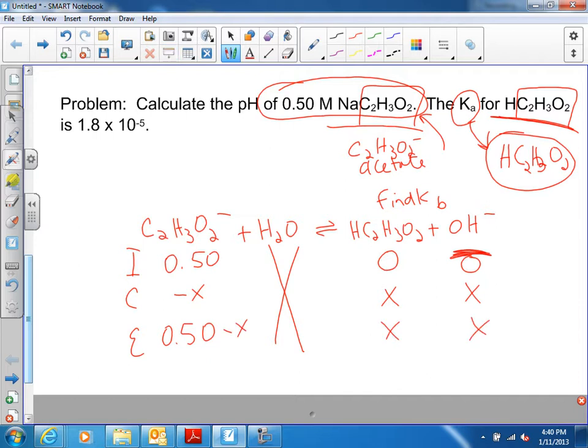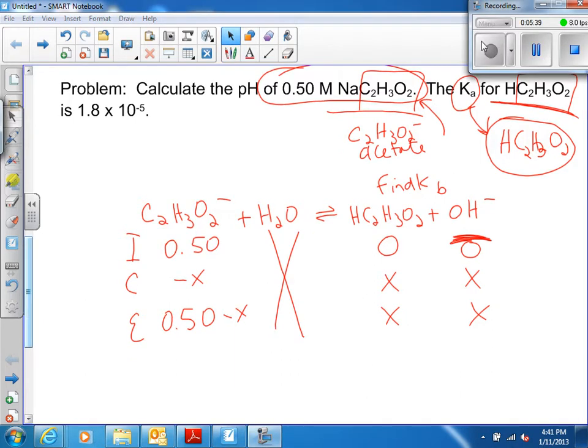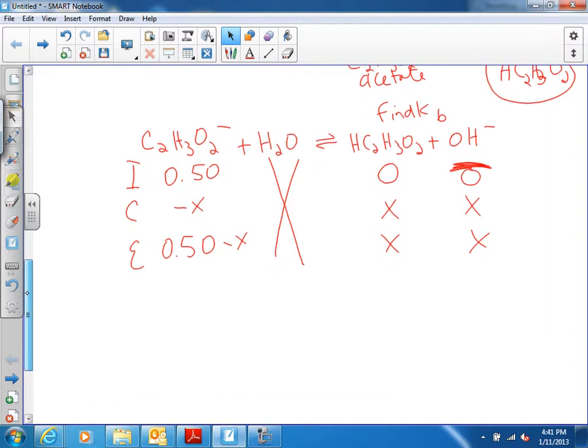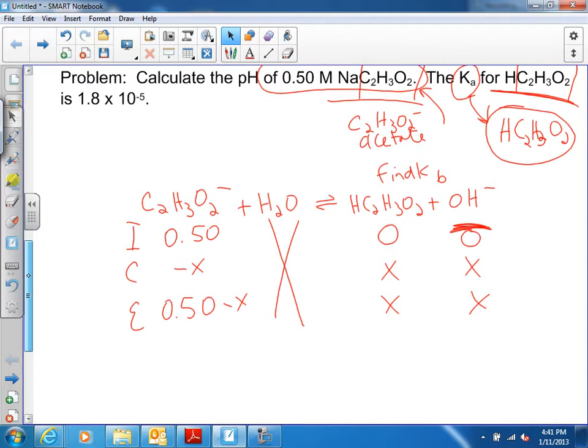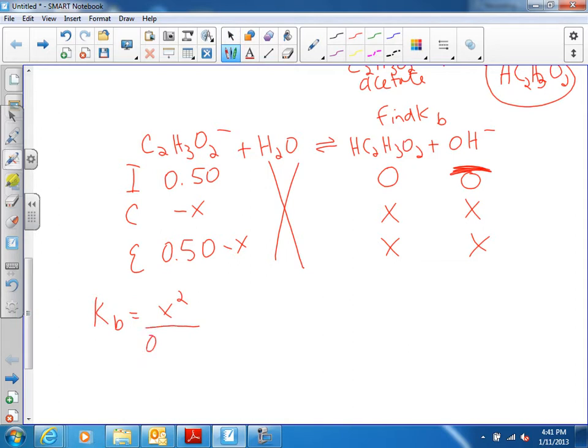So here's my first part of the problem. Okay, I needed a little more space. I had to hide that other part of the problem. Now I need a Ka, I need a Kb. We know that Kb will be products over reactants. I'm going to assume X is much less than 0.5. So this right here is approximately equal to 0.50 because X is so much smaller than 0.5.